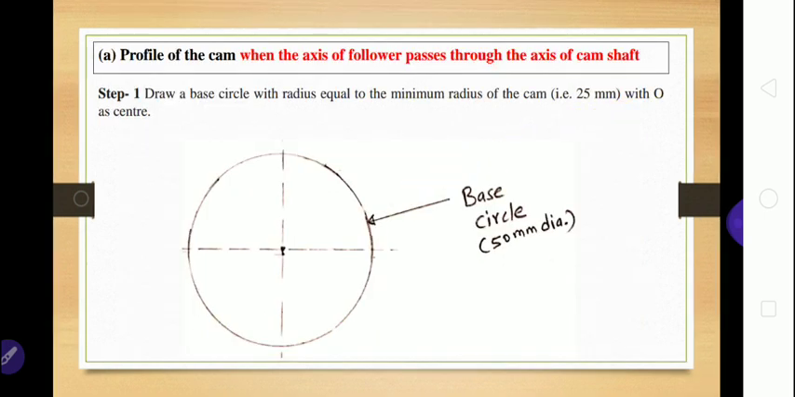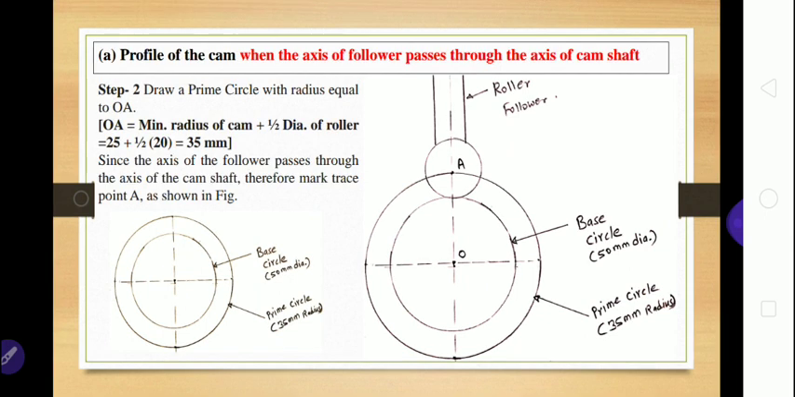Next, the first thing they have asked is to draw the cam profile when the axis of the follower is passing through the axis of the camshaft. For that purpose, our first step is to draw the base circle with the radius equal to the minimum radius of the cam, and the minimum radius of the cam given in this problem is 25 mm. Therefore, draw a base circle with the radius 25 mm with the center O. This is the first step.